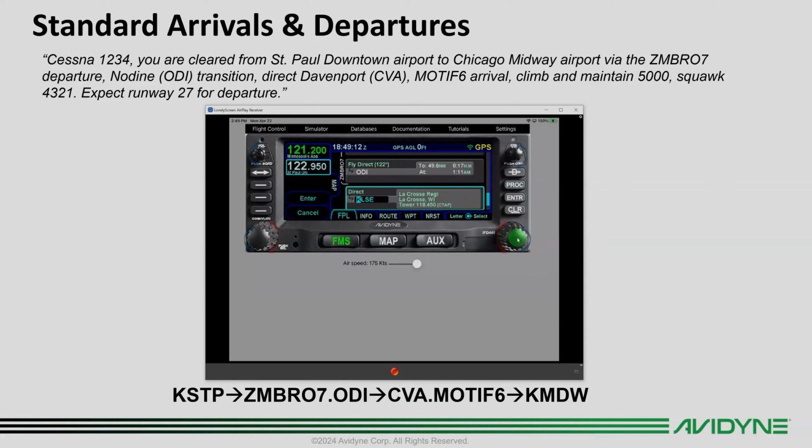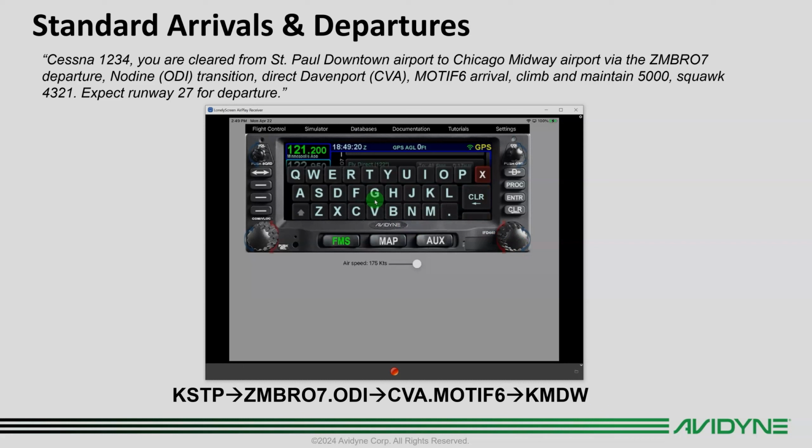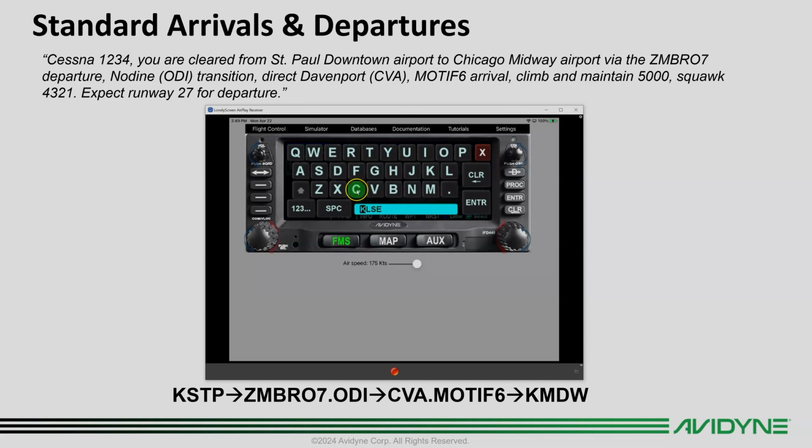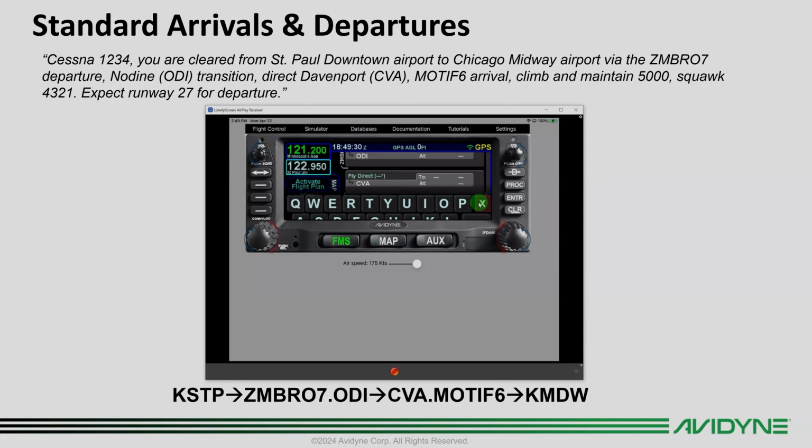It nominates the nearest airport, which we don't want. We want to put in CVA. So let's touch here to bring up the keyboard, and then type C, V, A, right? So I've nominated the A, so I don't have to enter it. So just type enter. Now we've got Davenport.